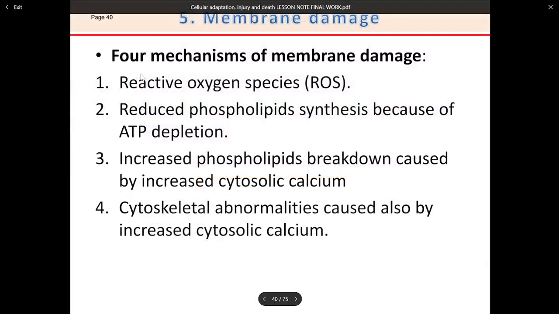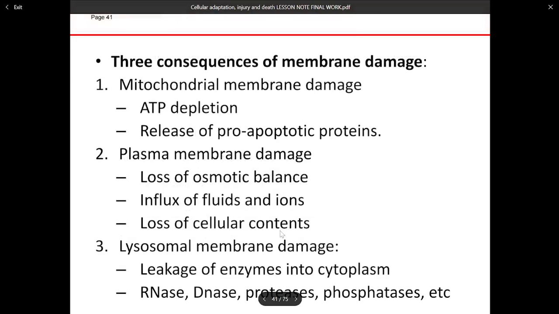Now, membrane damage. Four mechanisms of membrane damage. Number one is reactive oxygen species. There's reduced phospholipid synthesis because of ATP depletion. There's increased phospholipid breakdown caused by increased cytoplasmic calcium. And there are cytoskeletal abnormalities, also caused by increased cytosolic calcium.